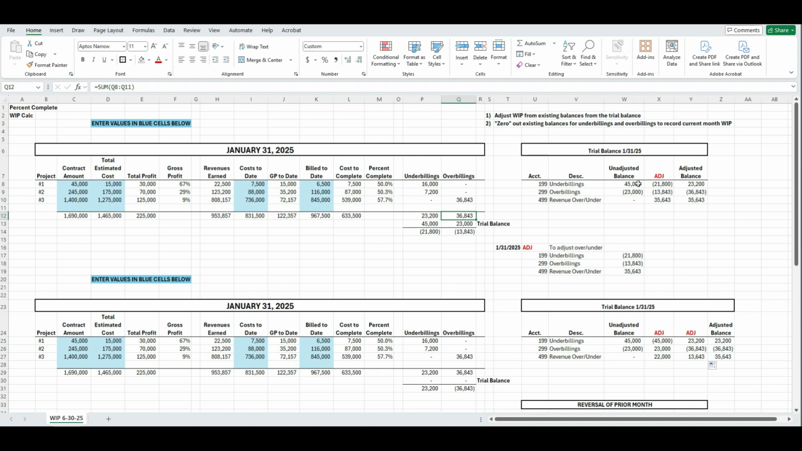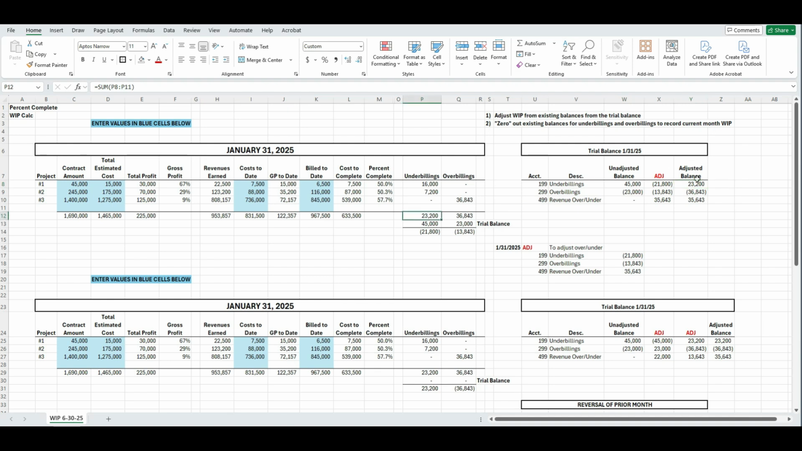Well, we have balances in those accounts already in the trial balance. We want to adjust these balances to reflect the current amounts on the January WIP. So 23,200 is the new amount. We had 45,000 there already. So what do we need to do to this 45,000? We need to credit it by 21,800. That's just the difference between the two amounts. So we decrease it by 21,800, leaving us with an adjusted balance of 23,200.